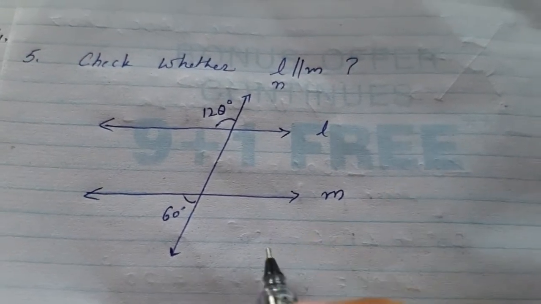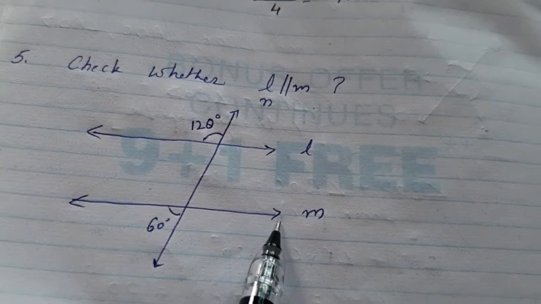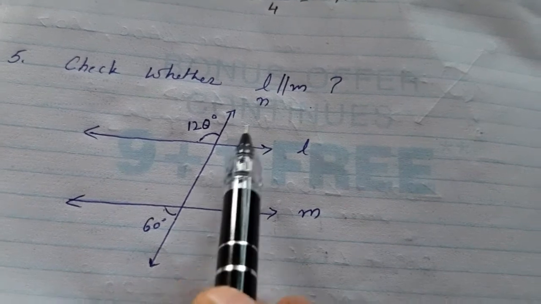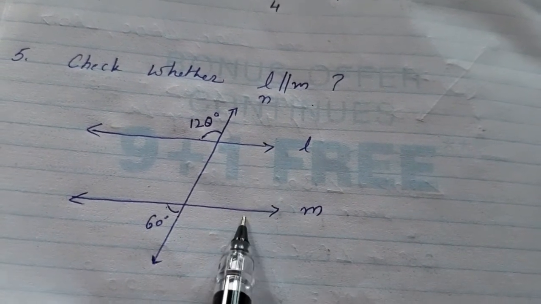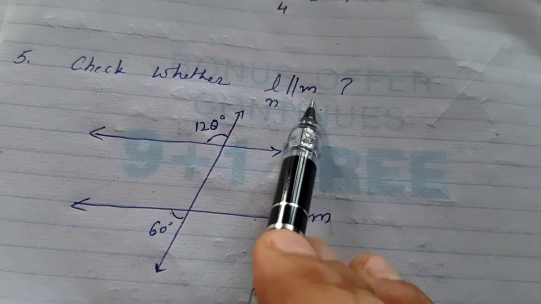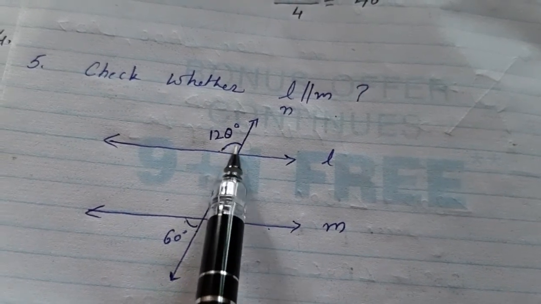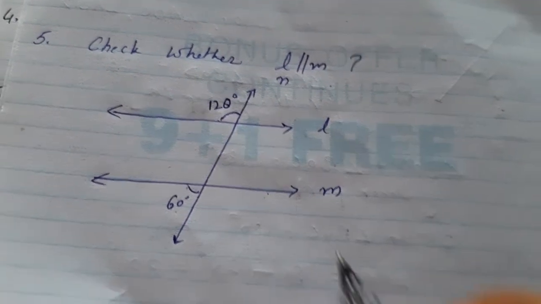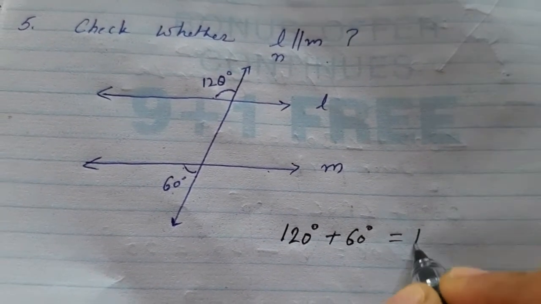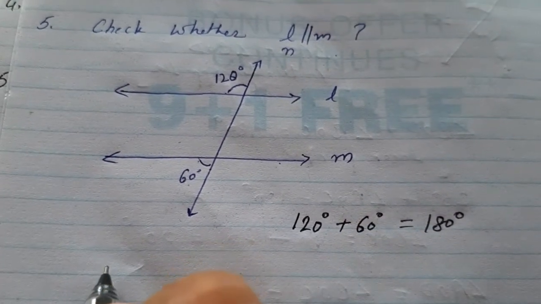Next, check whether L is parallel to M or not. We are given this diagram. This angle is 120 degrees, this angle is 60 degrees. N is the transversal and L and M are the two lines. We have to check whether they are parallel or not. Let us find the sum of these angles, 120 degrees plus 60 degrees, that comes out to be 180 degrees.